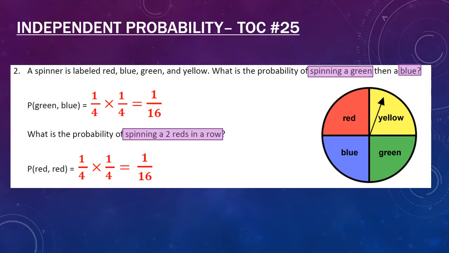So technically, the probability of getting a green and a blue is the same as the probability of spinning 2 reds. Doesn't seem like it should be like that, but mathematically they are the exact same because each spin is independent.